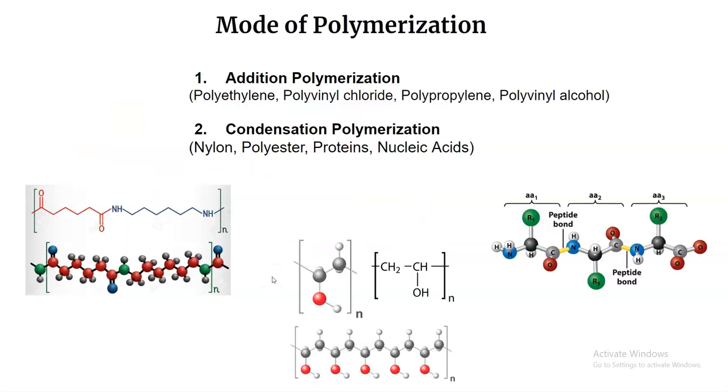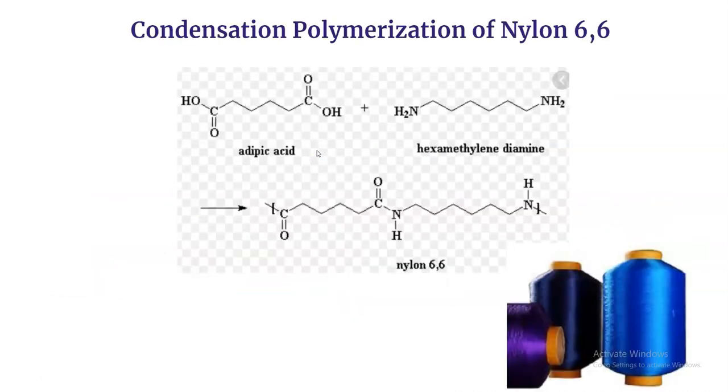Now we are done with addition polymerization, and we also talked about a couple of examples of how to set up addition polymerization reactions. Let's talk about the second class briefly, the condensation polymerization. Okay, and some of the examples are nylon, polyester, proteins, and nucleic acids. You don't need this for your exam purposes, but I'll just provide you the information about it briefly.